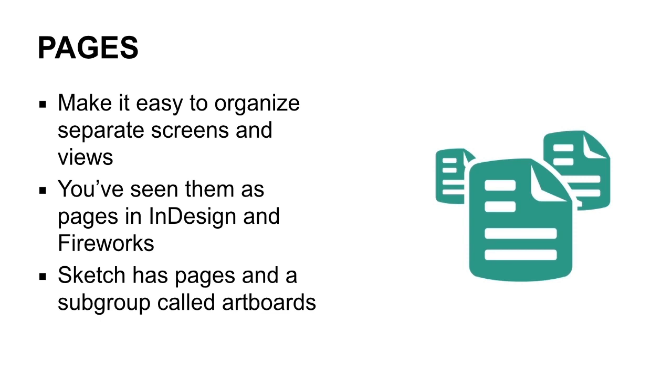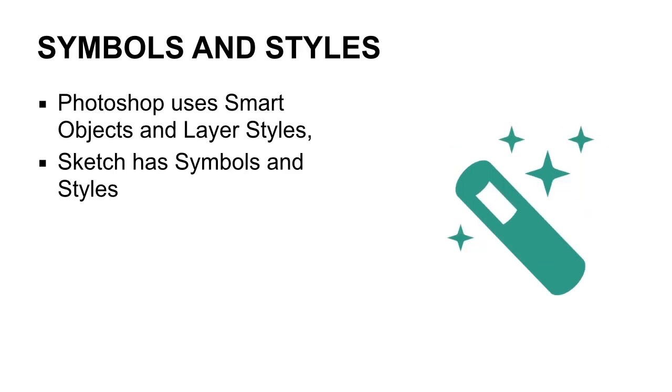You've seen pages in InDesign and also Fireworks. Sketch has pages, but also includes artboards, which are essentially pages inside of pages. We'll talk more about that later. Sketch also supports symbols and styles, which mirror smart objects in Photoshop and symbols in Fireworks. These make it easy to update an object once and have that change reflected everywhere else inside my document.